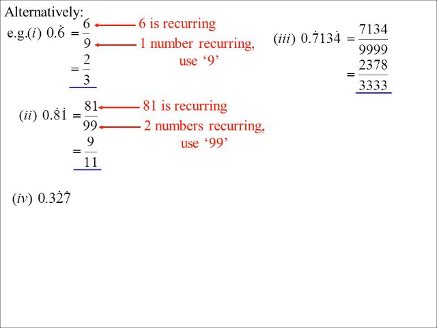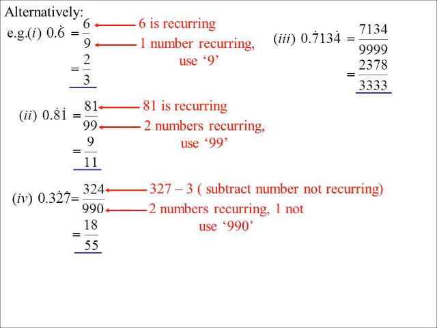The one that's the pattern where not all the numbers are repeating. How do I work out the number? 324 went on top. Why 324? 327, but then I subtract the number that's not repeating. So I subtract the 3. On the bottom, I write 990. Why 990? Two numbers are repeating, so I write down 2 9s. One number is not repeating, so I write down a 0. And obviously I put the 0 at the end, because if I put it at the front, it would have no effect. So we get 990.